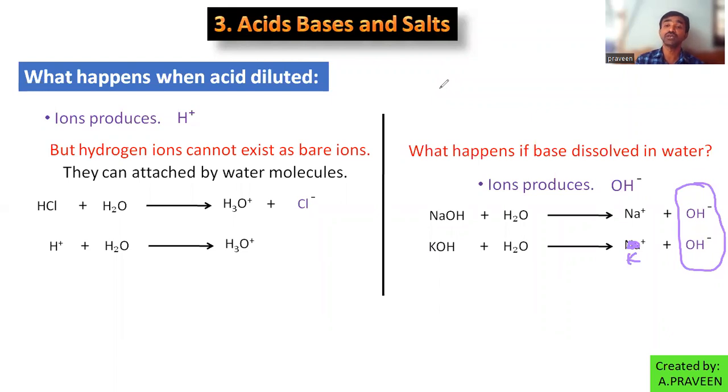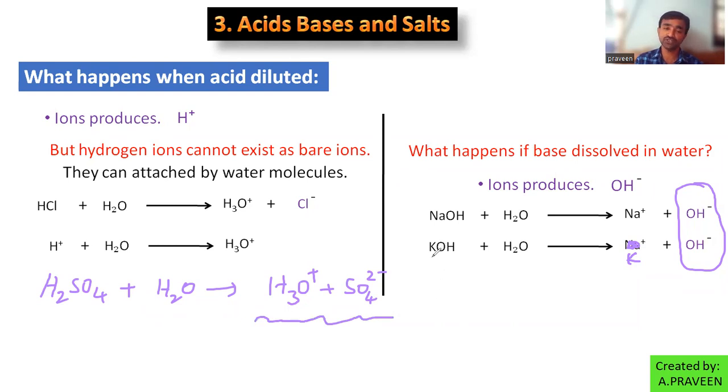What about acids? If you add H2SO4 in water, what happens? Dilution of H2SO4, they are also the same. They remain as H3O plus ions and SO4 2 minus ions here. So these are the ions produced.